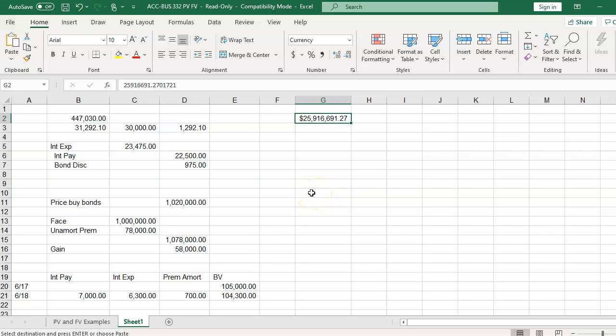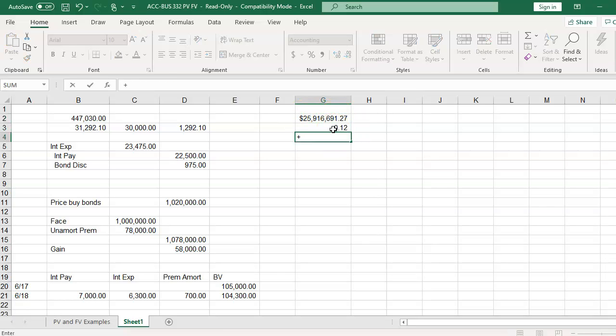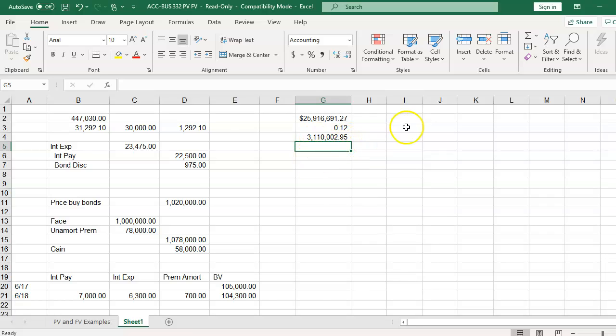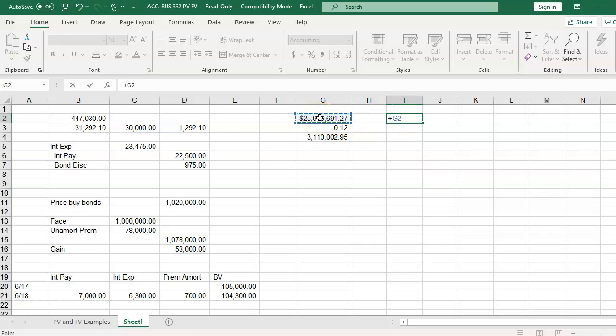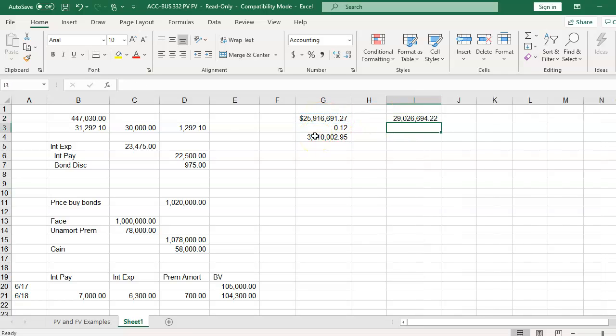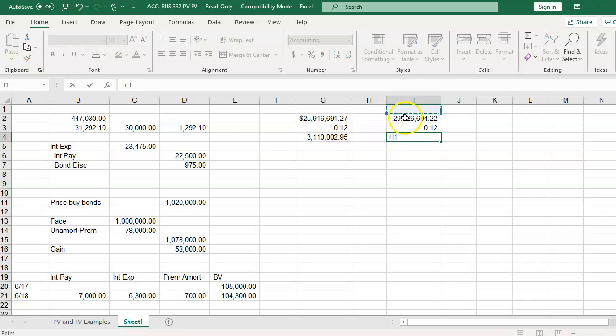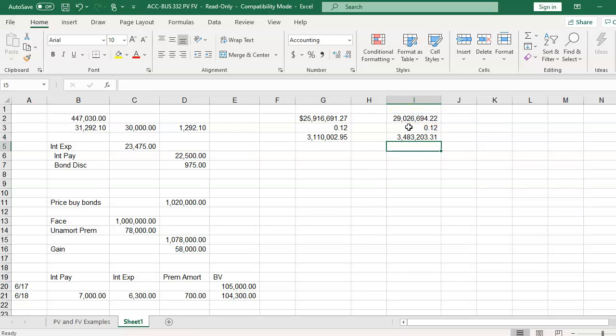I take that 25,916 number and multiply it by the 12%. Let's go ahead and do that. I get 3,110. That's in year 1. Now in year 2, let's take the original principal plus that 3,110, add those up, and multiply by 12% again. This is now year 2, December of 18, and I get 3,483,203. So this is December 17, this is December 18.